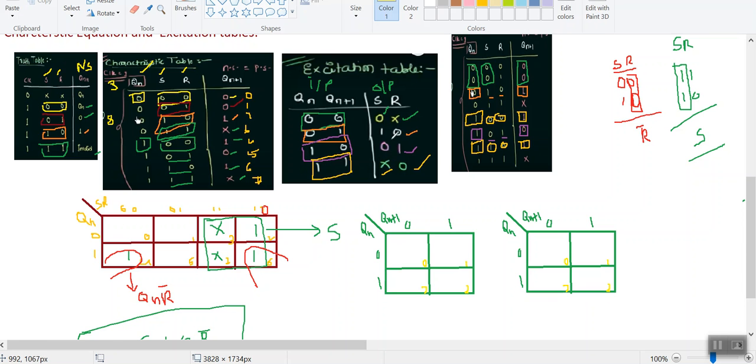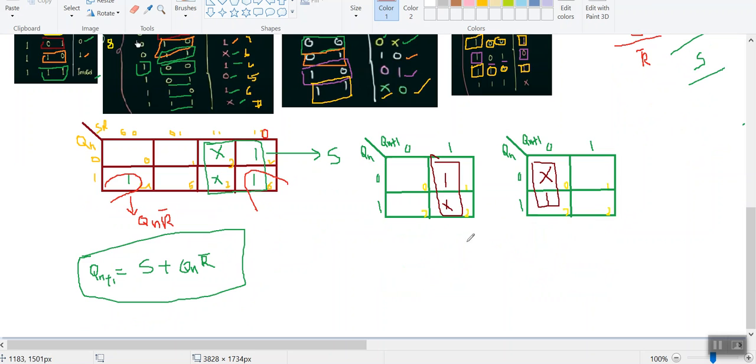Here I would like to have my representation. In one position you will have your output as 1, and in the third position you will have your don't care. So just do the pairing of these two. Okay, this is our expression for S. And for R you are getting your output at position 0 as don't care, and at the position of 2 you are getting your output as 1. So do the pairing of these two and get the expressions.